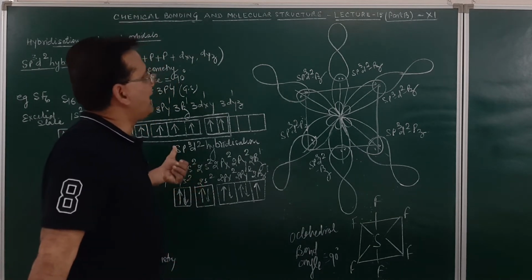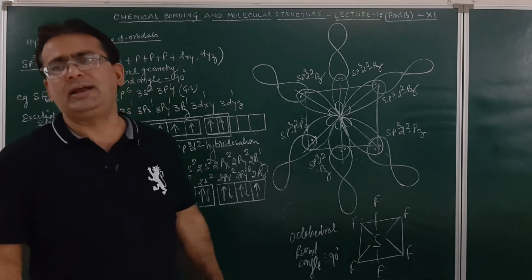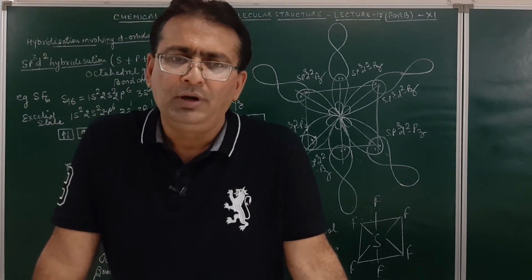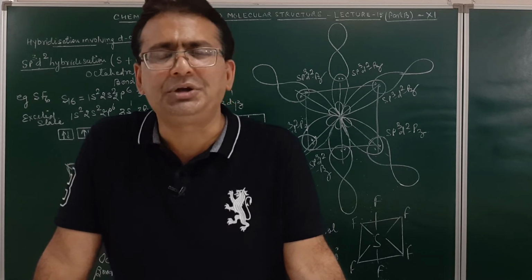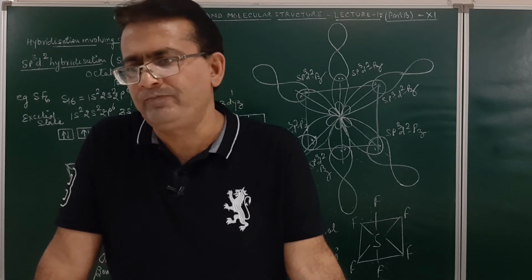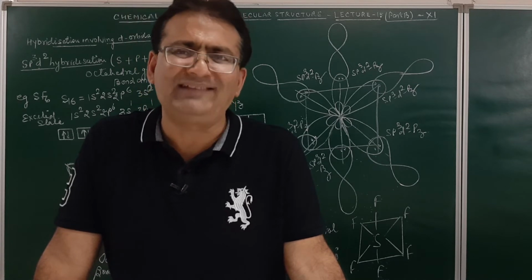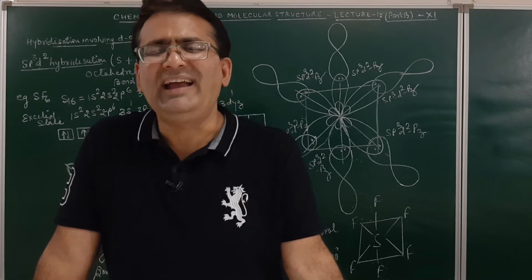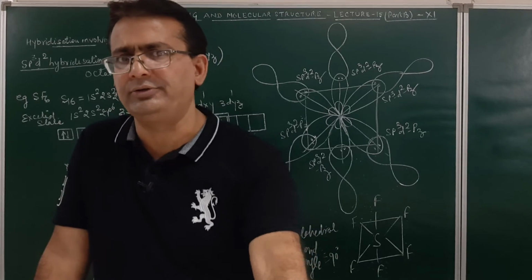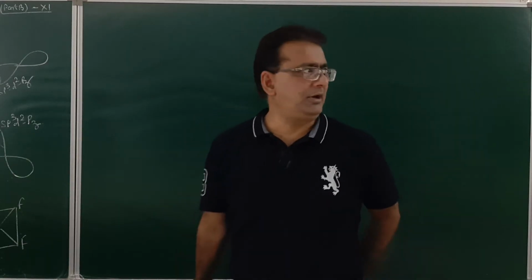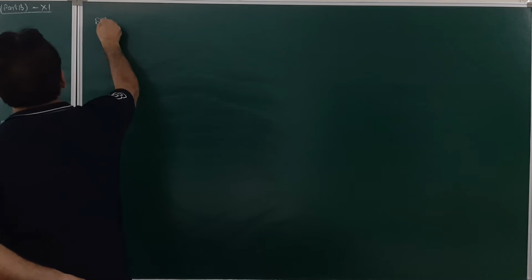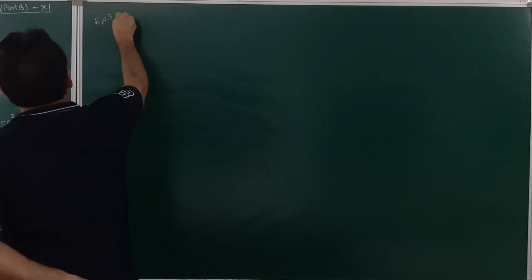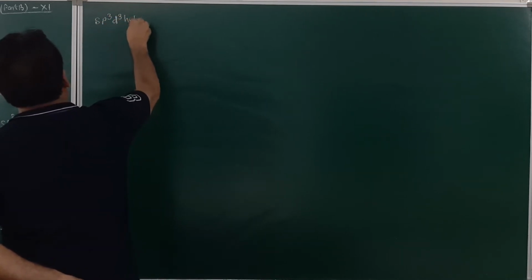So in sp3d2 hybridization, which d orbitals participate? dxy, dyz. In which molecule have I discussed the sp3d2 hybridization? Sulfur hexafluoride. sp3d hybridization was discussed in PCl5. Now students, what is left is sp3d3 hybridization. So we will discuss sp3d3 hybridization. How does the sp3d3 hybridization take place?